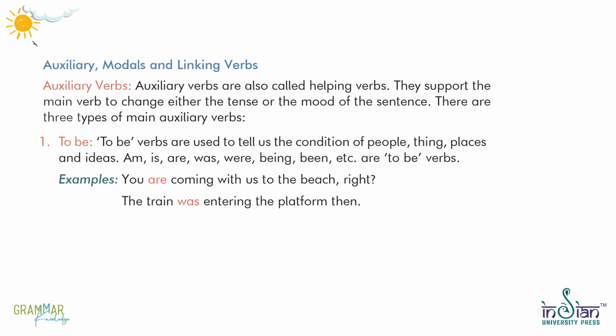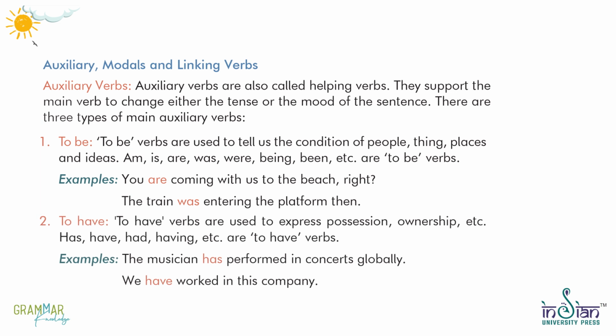Examples. You are coming with us to the beach, right? The train was entering the platform then. 2. To have. To have verbs are used to express possession, ownership, etc. Has, have, had, having, etc. are to have verbs. Examples. The musician has performed in concerts globally. We have worked in this company.